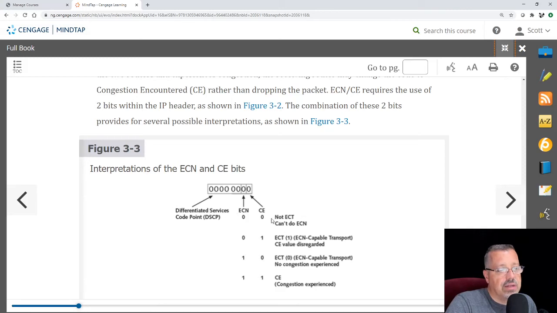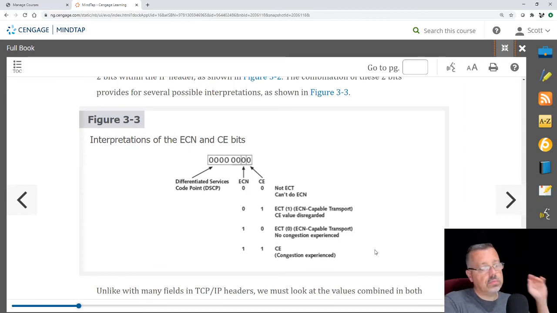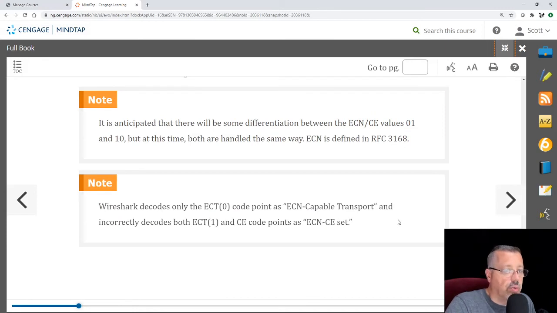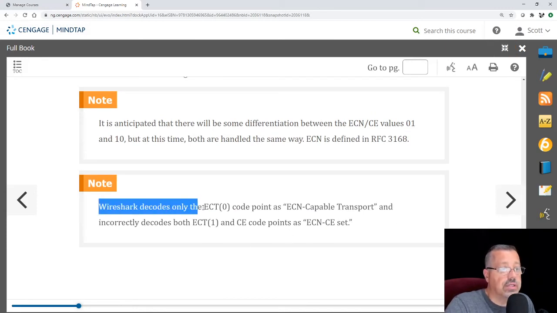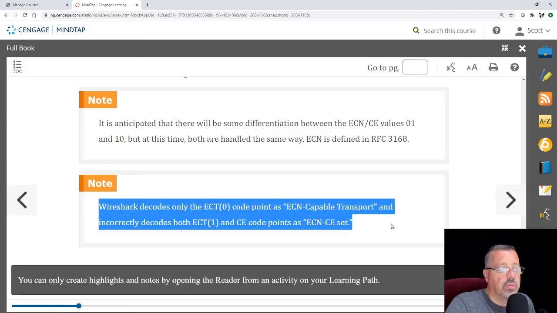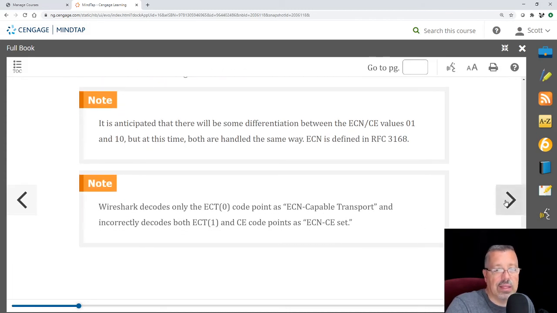So we can't do ECN as both zeros. Just disregard it as a 1. A 2 or a 1-0 would be we're good with it, but there's no congestion at the moment. And a 3 or a 1-1 would be we're having congestion at the moment. Again, it's not something that you're probably going to see, but I think you should know how to do that. Wireshark decodes only the 0 point as capable and incorrectly does both ECT1 and C as set. So basically that says in Wireshark, just ignore that.